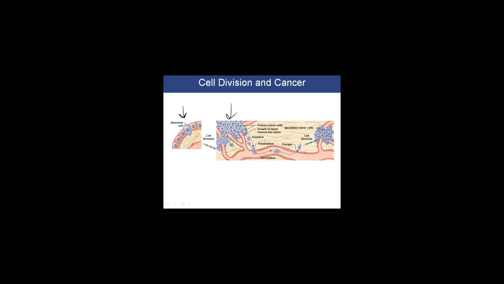Primary tumors are going to attract blood vessels. And here we actually see the blood vessels that are growing into that primary tumor. And let me ask this question, why? Why would a tumor attract the blood vessel?